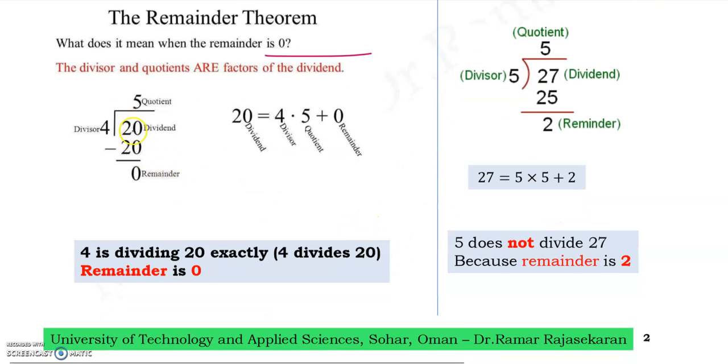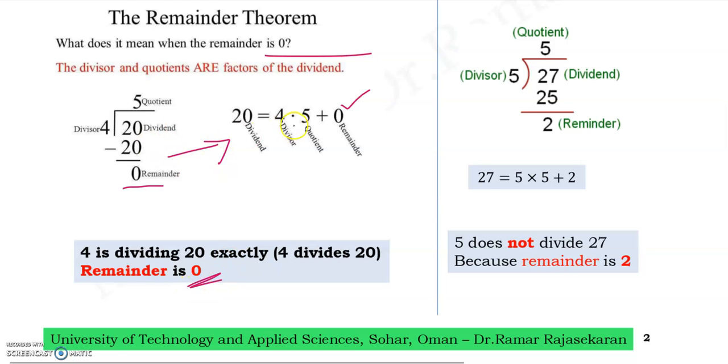You see here our dividend is 20, divisor is 4. So here we get quotient 5, then 5 multiply 4 is 20, therefore remainder is 0. We can write this as 20 is equal to 4 multiply 5 plus 0. Here remainder is 0, so we say that simply 4 is dividing 20 exactly, or we can say 4 divides 20 because the remainder is 0.